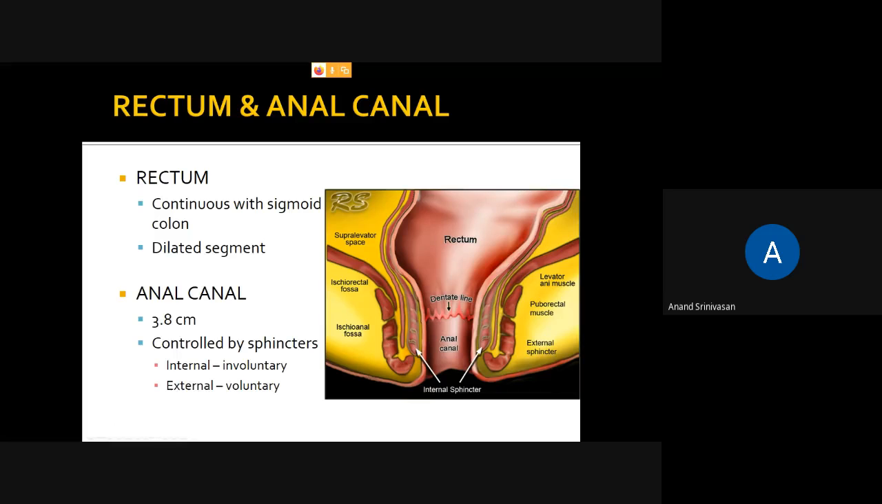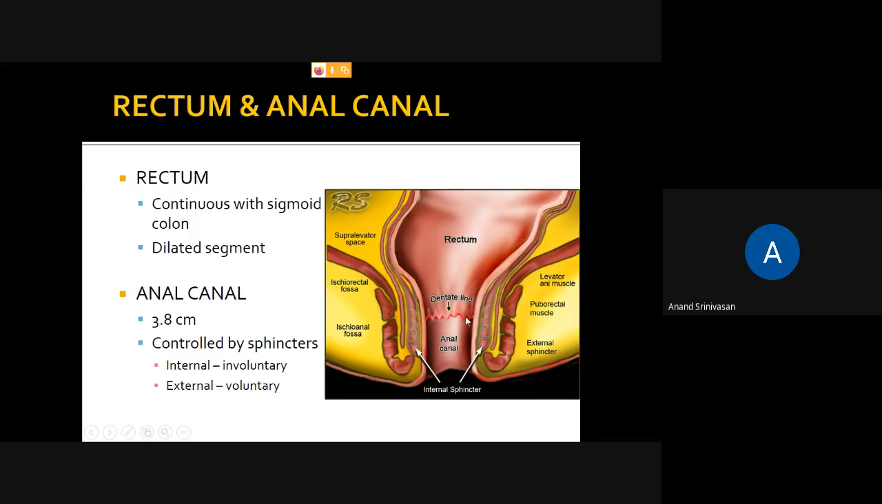The next one is the rectum and anal canal. This is the final passage of the food material. All the waste materials are collected in the rectum, and it is continuous with the sigmoid. So all the waste materials, the stool, get collected in the rectum, and once the rectum is full, the person gets the feeling of going to the washroom, and the process of defecation starts.